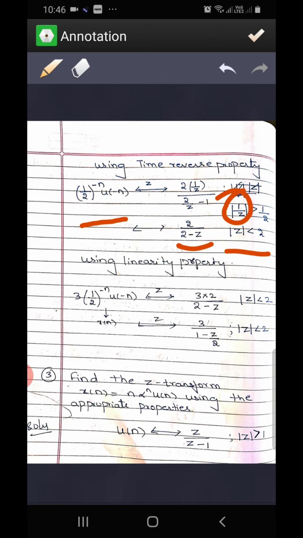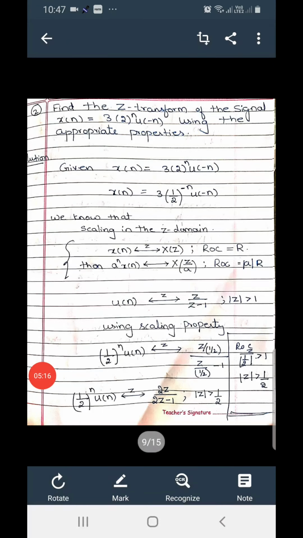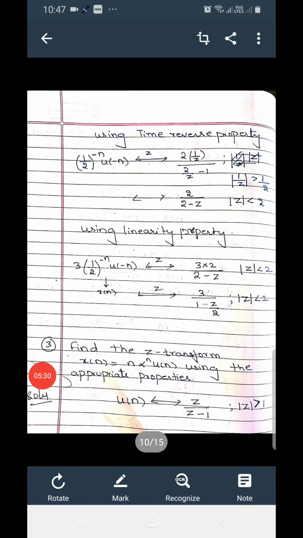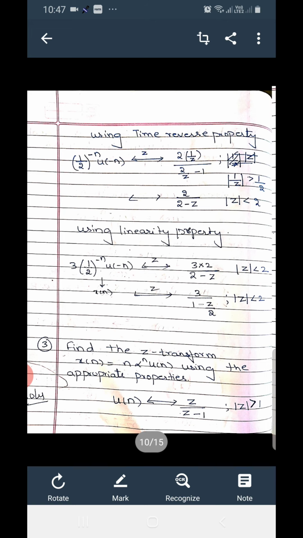But what else is there in the question? 1 by 2 whole raised to minus n, u of minus 3. So you have a 3 here. So multiply 3, which is a constant, using the linearity property, whatever the function is there here.